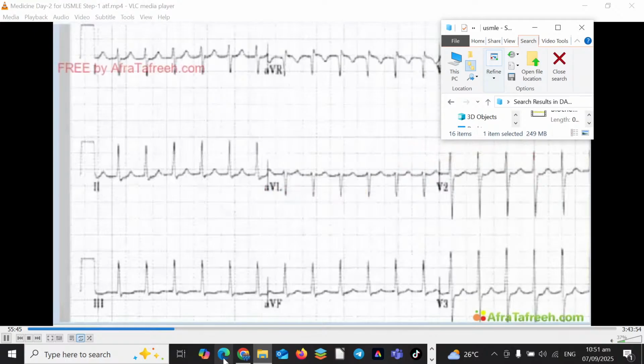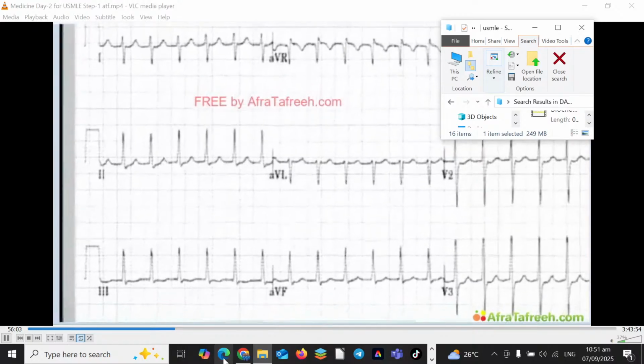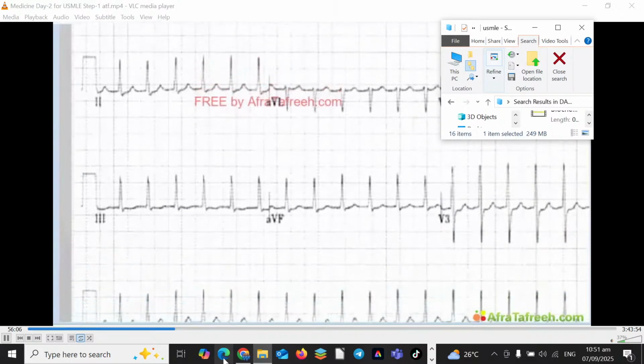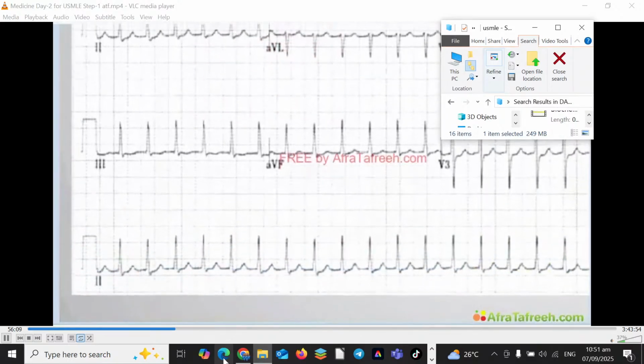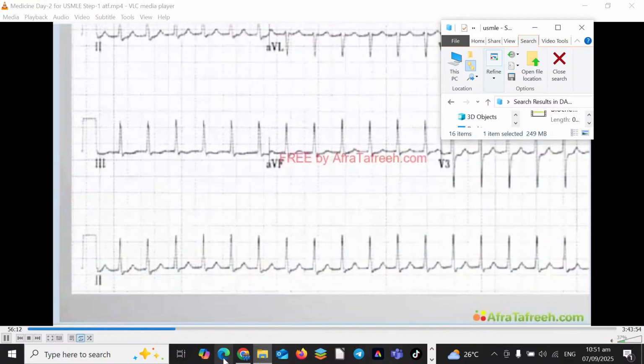If there is a P wave before every QRS complex, it is called as sinus tachycardia. Anything less than 120 milliseconds is narrow complex tachycardia. In this scenario here, are you able to visualize the P waves? This is a T wave. This is not a P wave. Please do not confuse a T wave with a P wave.